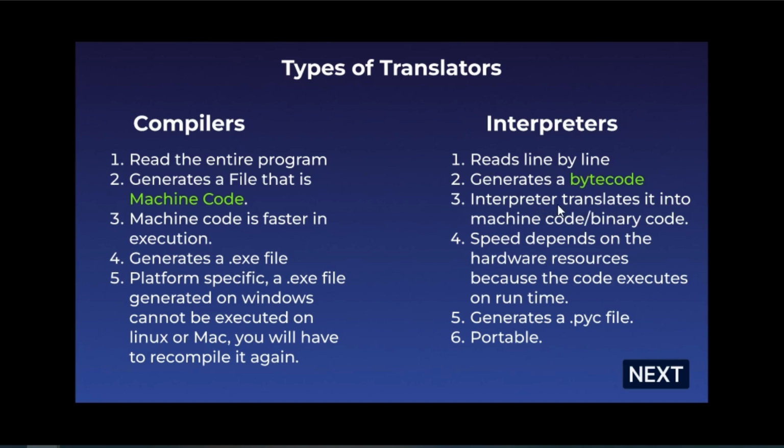Okay, so let's take an example of Python. What happens is that it reads the code line by line, and it generates a bytecode. So what generates the bytecode? Not the interpreter. The compiler program generates the bytecode, and then the interpreter reads it line by line, and the interpreter translates it into the machine code, which is the binary code, and that's what helps the computer understand the instructions to execute. All right, it generates a .pyc file.